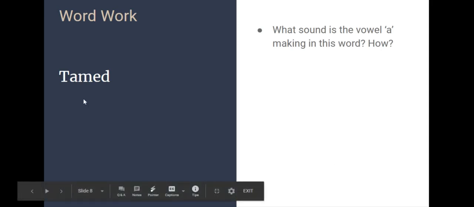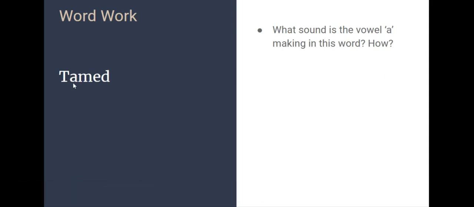Our word work word for today is the word tamed. I'll read the word. You repeat it after me. Tamed. What sound is the vowel A making in this word? A is making the long A sound. How is it making the A sound? Well, it's because tamed is also like the word tame, and at the end there's this E, and this is called a magic E, and the magic E tells the A to say its name. So that's why A is the A sound.